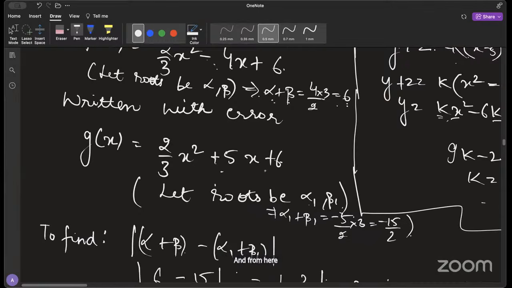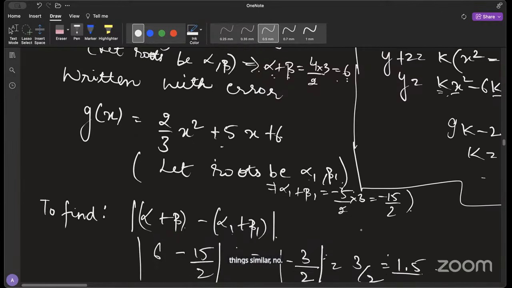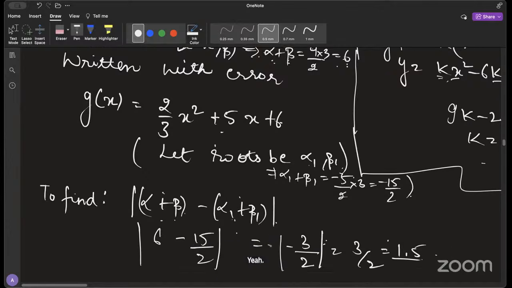And from here, you will get the sum of roots equal to minus 15 by 2 in similar manner. And you have to find the absolute difference between the sum of roots of the correct one and the incorrectly recorded one, right? That means you have to find alpha plus beta. This is of the correct one, and this is of the incorrectly recorded one, right? Yeah. That's it.